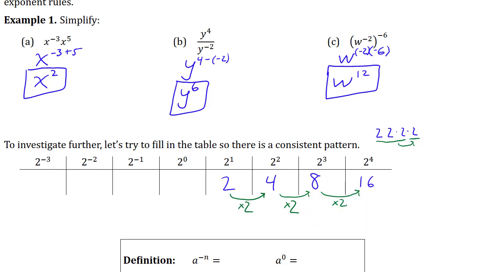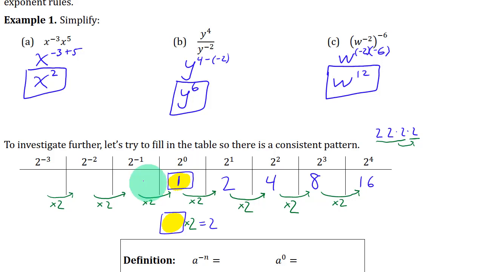Okay, so let's try to make that keep happening here, so that every time you go to the right, there's a consistent pattern. You just keep multiplying by 2. Well, what is it that you can multiply by 2 and get 2? So whatever goes here is going to be something you can multiply by 2 and get this result of 2. How about 1? 1 times 2 is 2, so this could just be 1.